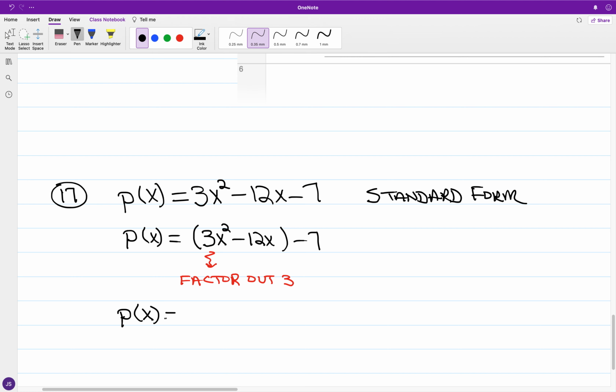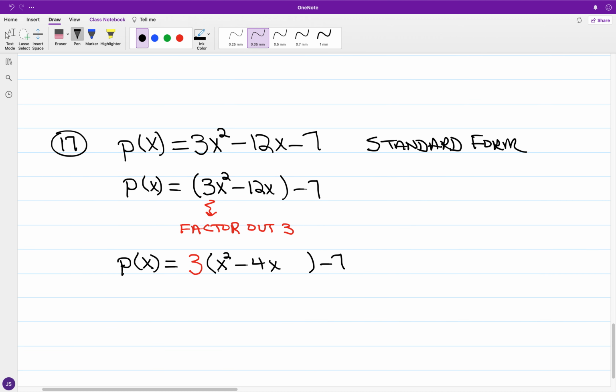Okay, so we have p of x is equal to 3 times the quantity of x squared minus 4x, followed by the subtraction of 7. You can always go back and check: 3 times x squared minus 4x gives you 3x squared minus 12x, and you'll have minus 7 to follow. Now, the first term inside the parentheses is going to be x squared.